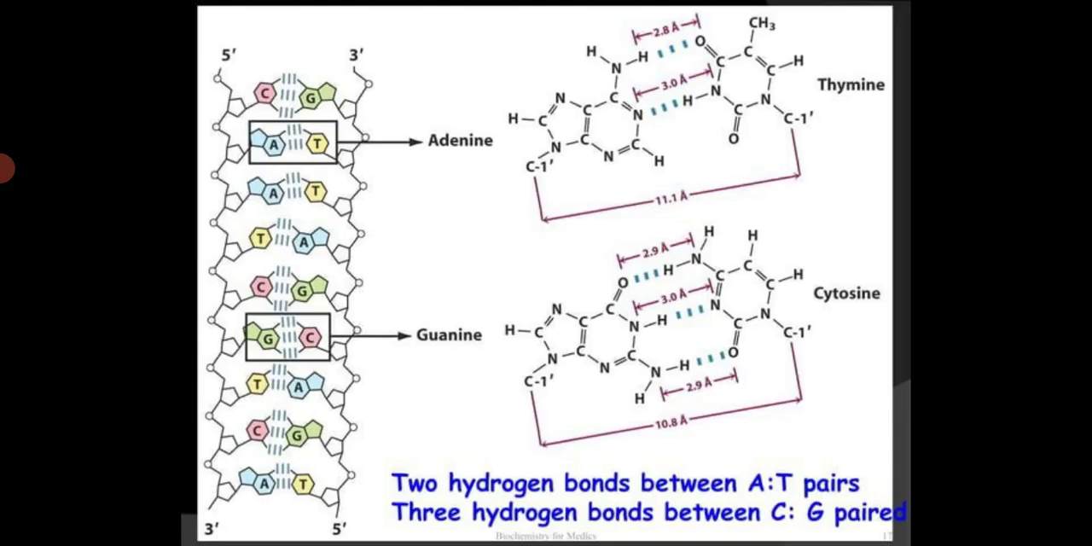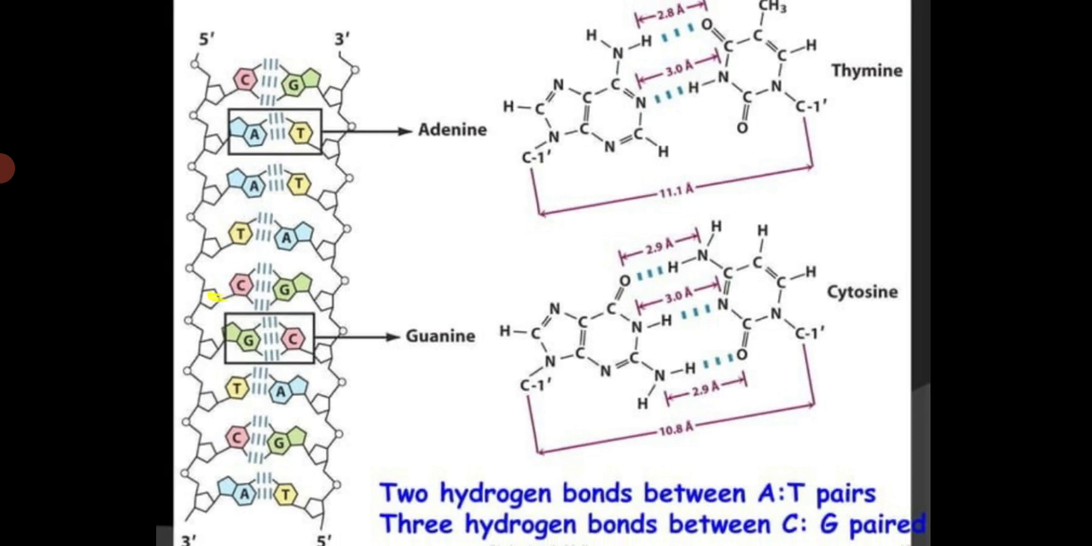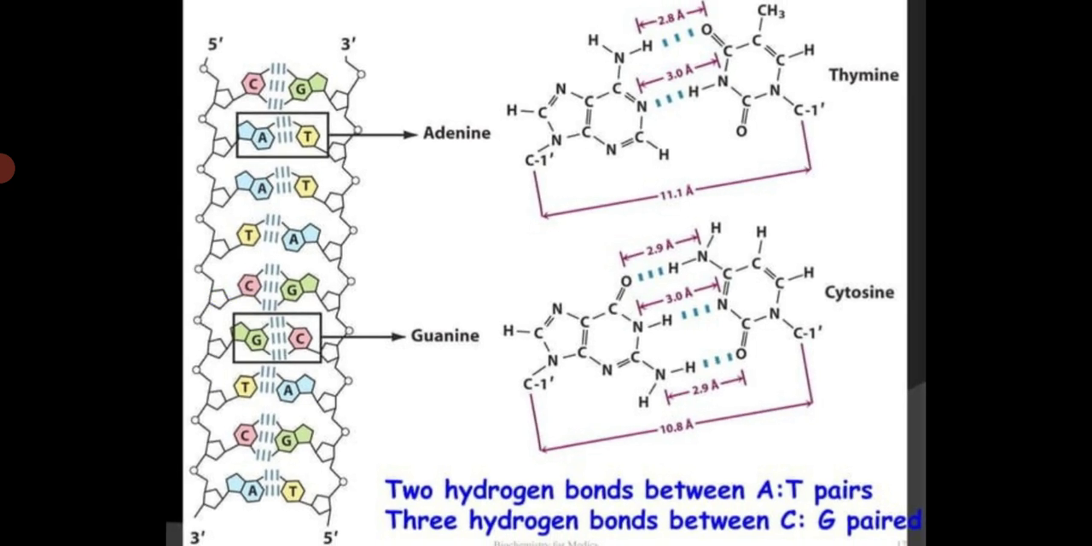And as said, one polynucleotide chain binds with another polynucleotide chain with the help of weak hydrogen bonds, and this bond is between nitrogen bases: adenine pairs with thymine and vice versa, guanine pairs with cytosine and vice versa. There are two hydrogen bonds between A and T pairs and three hydrogen bonds between C and G pairs.